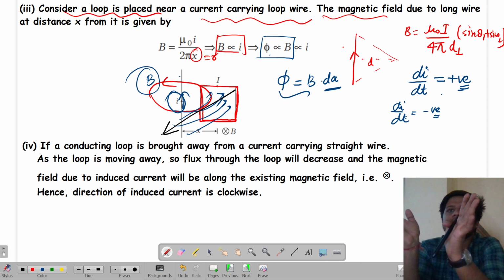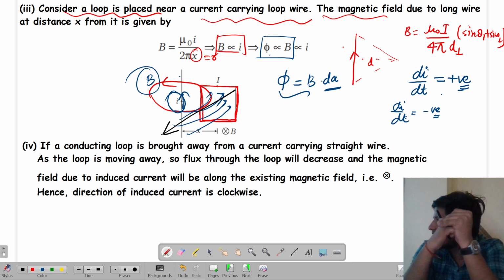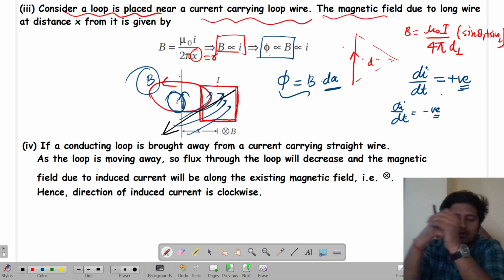Now if the magnetic field is outside, how will the current be generated? Anti-clockwise or not? So look over here. How is the current getting generated? Anti-clockwise. Got it or not? Write it fast.